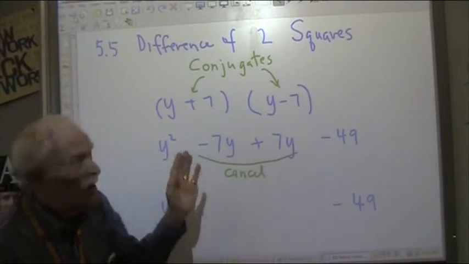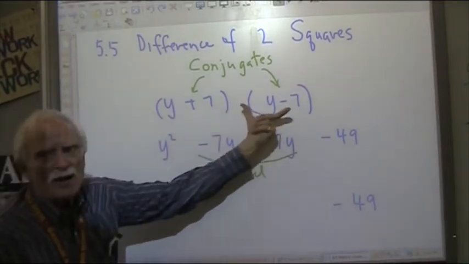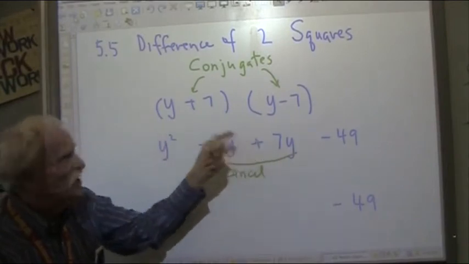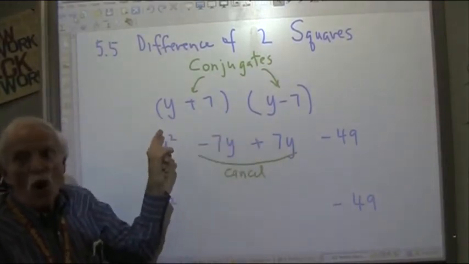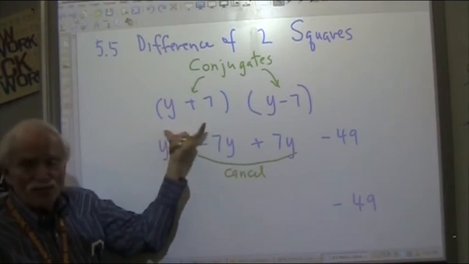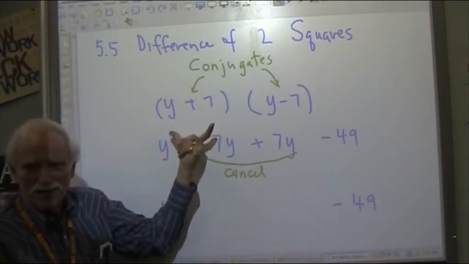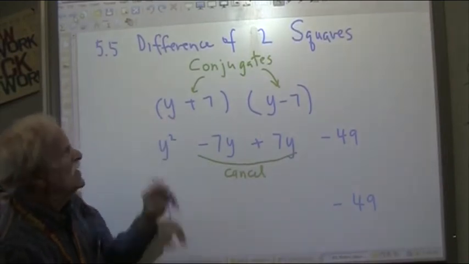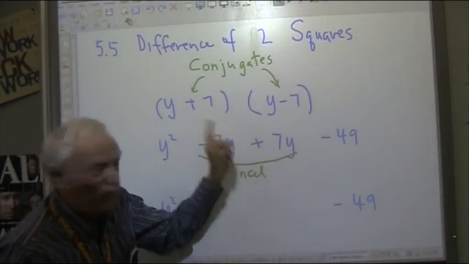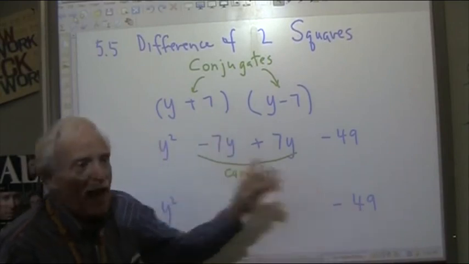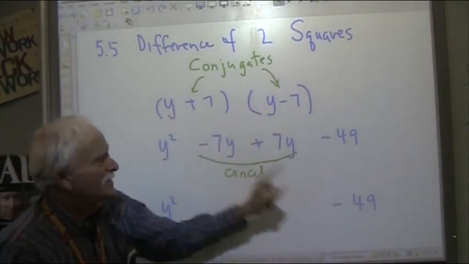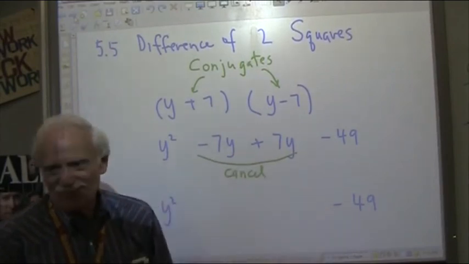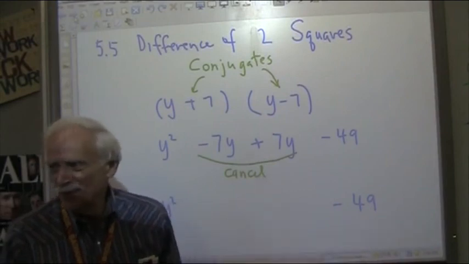So all you have to do to carry out this process, ladies, is to know that they're conjugates, and know that it's going to cancel. So all you have to do is look at one of the binomials. You square the first term, write it down, y squared. You square the second term, 7 squared is 49, and you put the minus sign in between them. That's all you have to do in carrying out the process.